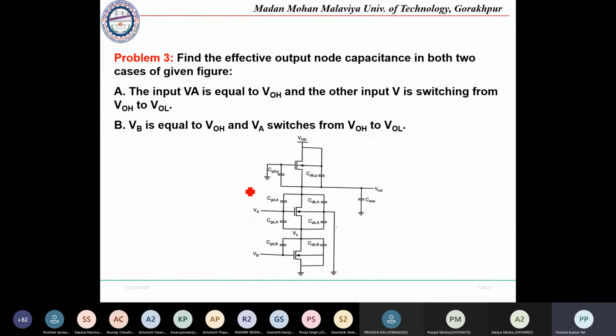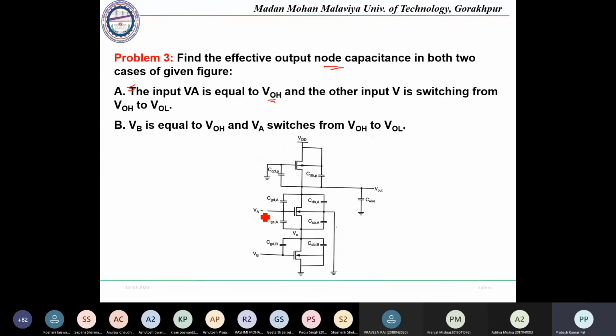Another one is this: find out the node capacitances. So we need to find out the node capacitance, with respect to whatever input we are connecting. Suppose VA is coming out to be VOH, and the other input is switching from VOH to VOL, so the output is switching from VOH to VOL. So we will be finding out what the capacitance value could be. What is the effective capacitance at the output node? We will be calculating it in these two cases.